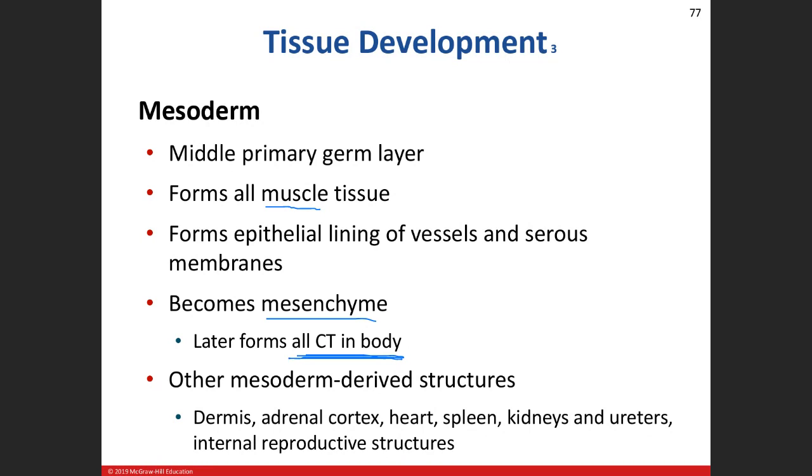So think of all those different tissues that we reviewed earlier, bone, cartilage, all of that comes from the mesenchyme. A couple other things that we see from the mesoderm: the dermis, the deeper layer of our skin, the adrenal cortex, that's the outer portion of the adrenal glands, heart, spleen, kidneys, ureters, and then our internal reproductive structures.